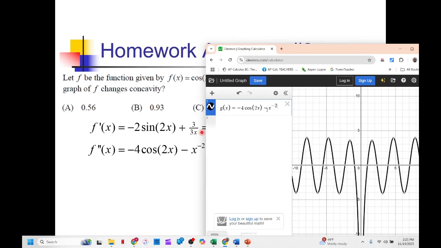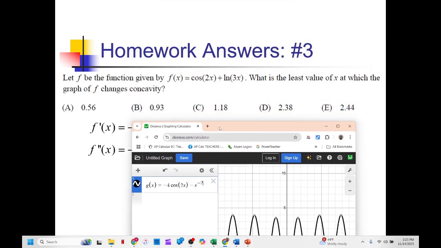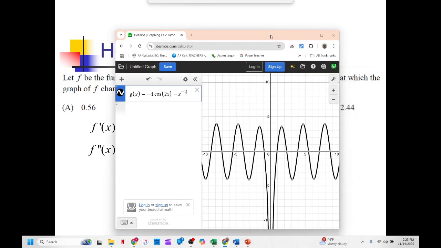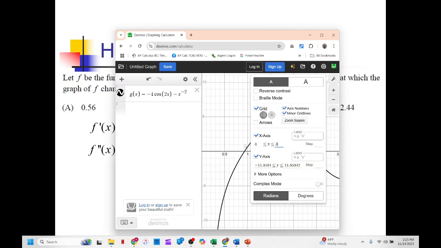So this is what I'm looking at, and we can see that this thing is changing sign all over the place. So we have to just focus on the answer choices they gave us. They didn't give us an official interval, but these answer choices are all clustered between 0 and 3. So that's what I'm going to adjust my window to. Let me make that go from 0 to 3. There we go.